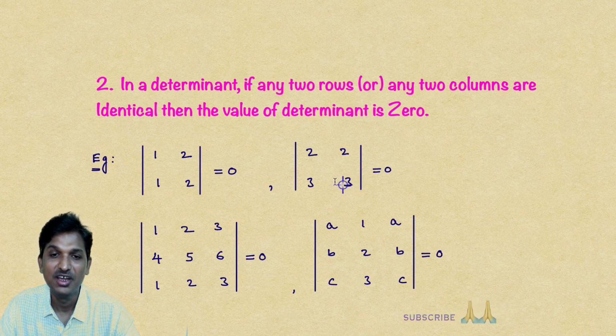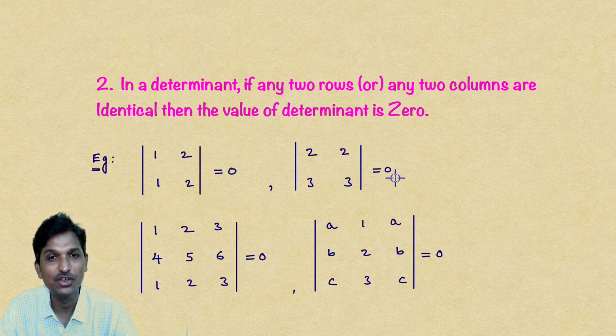Now you observe here, first column is 2, 3. Second column is 2, 3. In this determinant also, two columns are identical. Without expanding this determinant, I can say that the value of this determinant is 0.